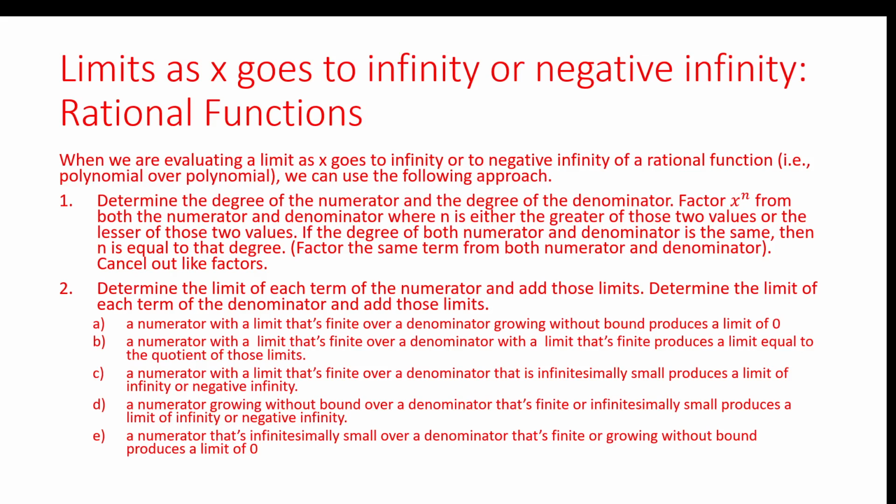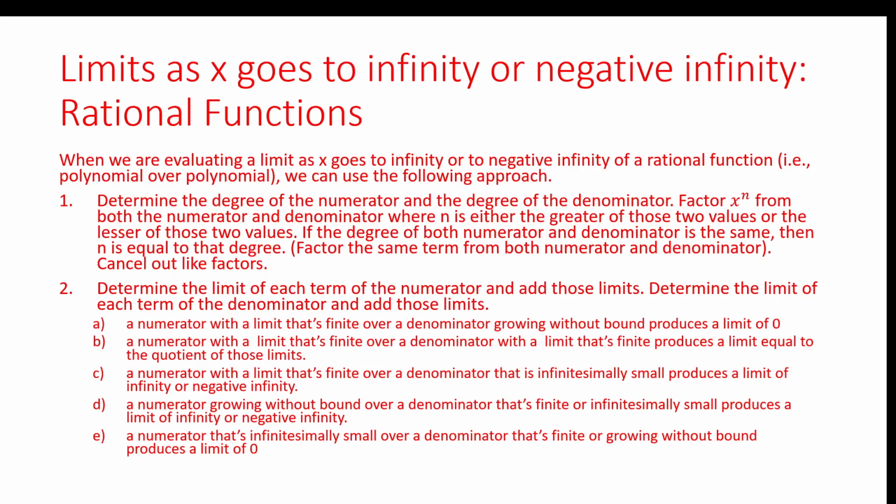Factor the same term from both numerator and denominator, then cancel out like factors. We don't have to worry about canceling out zero factors because x is going to infinity or negative infinity, so x to the n will not be 0. Then in step 2, we're going to determine the limit of each term of the numerator and add those limits. We'll determine the limit of each term of the denominator and add those limits.